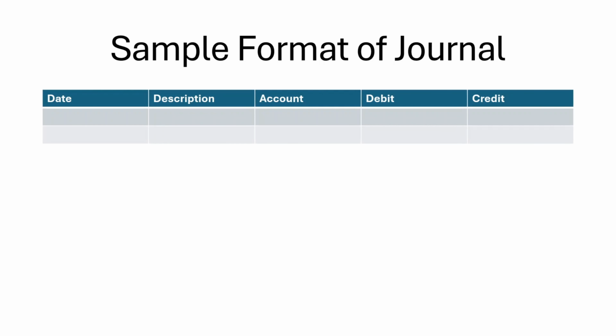Let us look at the sample format of a journal. As we said, the main parts are date, description, the name of the account, debit, and the credit column. So that's how a journal will look in a simple format.